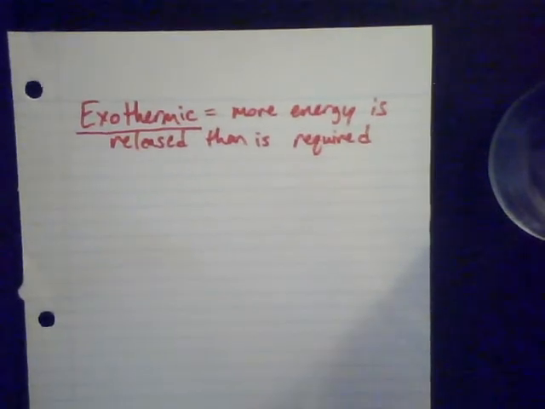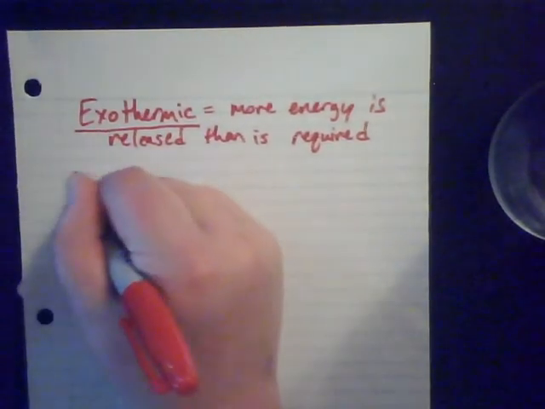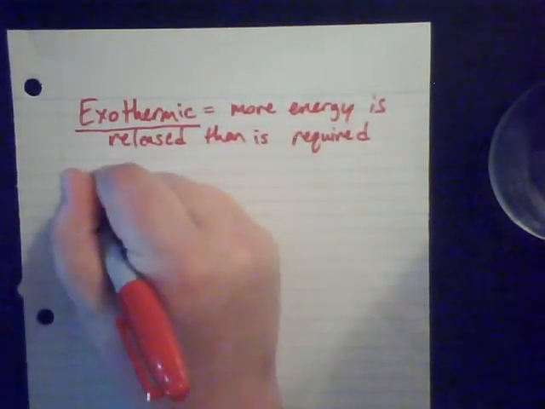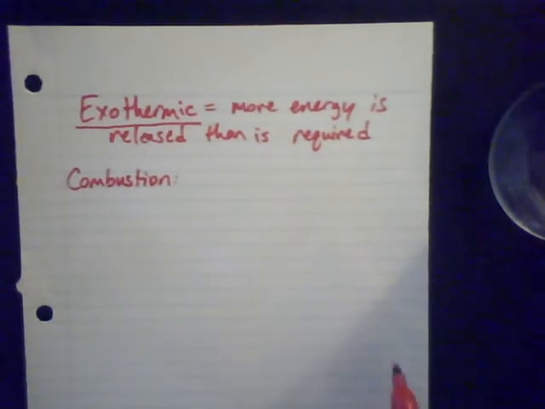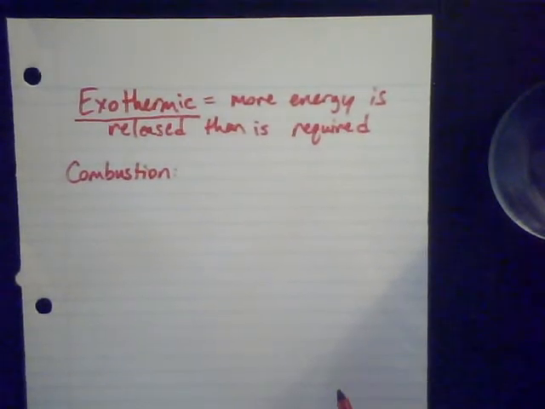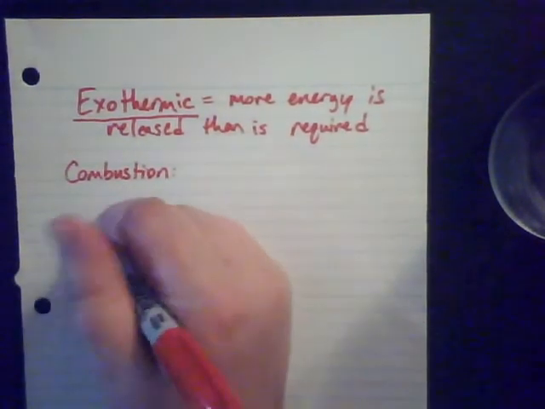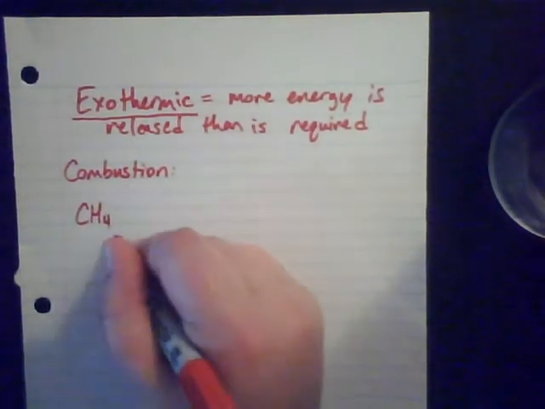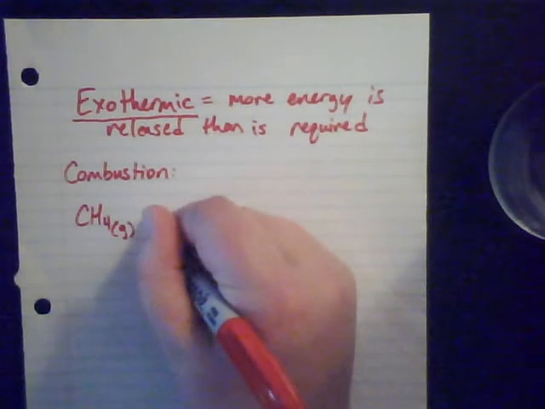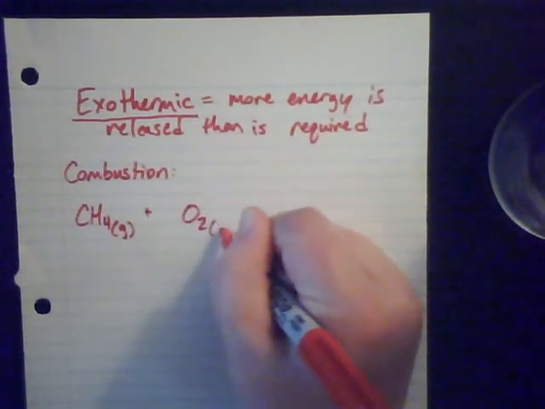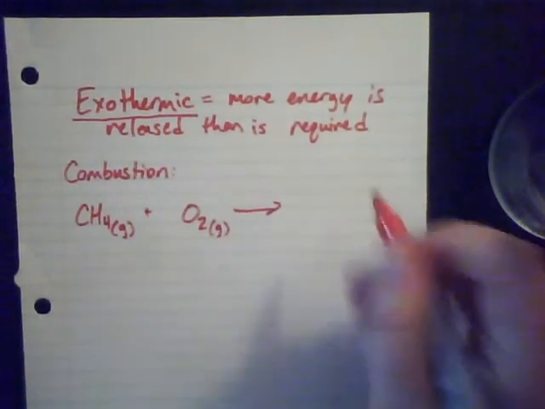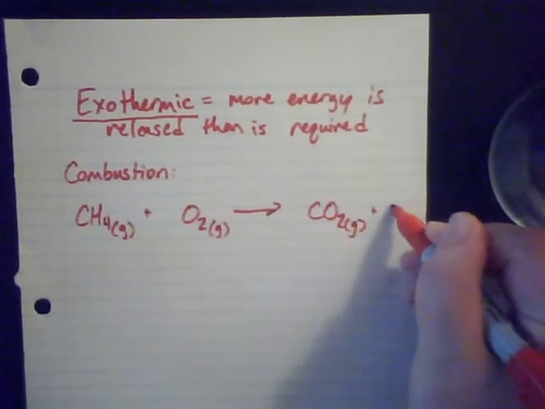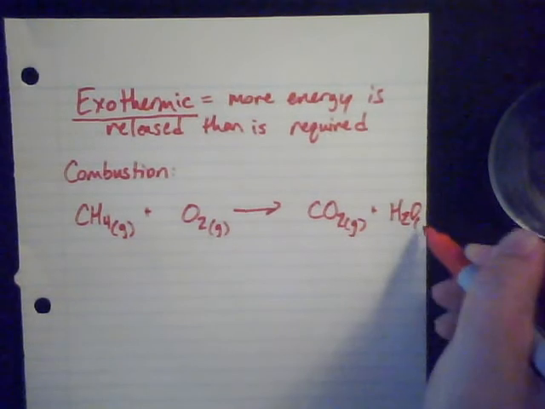Now an example of this would be a combustion reaction. A combustion reaction is the burning of hydrocarbons in the presence of oxygen. This is what occurs in car engines, for instance. So let's just take the simplest of our hydrocarbons, which is methane. It's one of our greenhouse gases. And when I react methane with oxygen, the products that always form are CO2 and water.